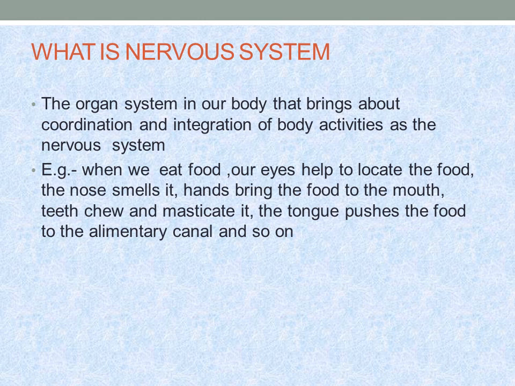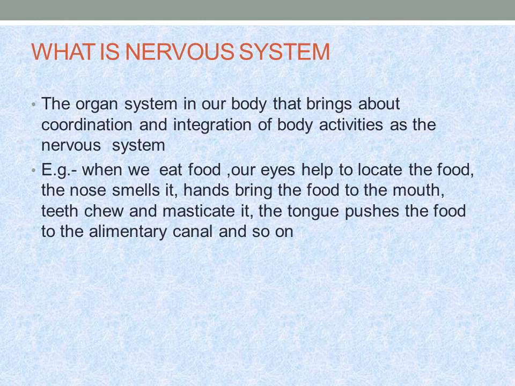So all these things work in coordination. So nothing is happening without any coordination. Like without seeing the food, we can't take it or locate it or put it into the mouth. So each and every sense should be in coordination with one another, and this is called the nervous system.